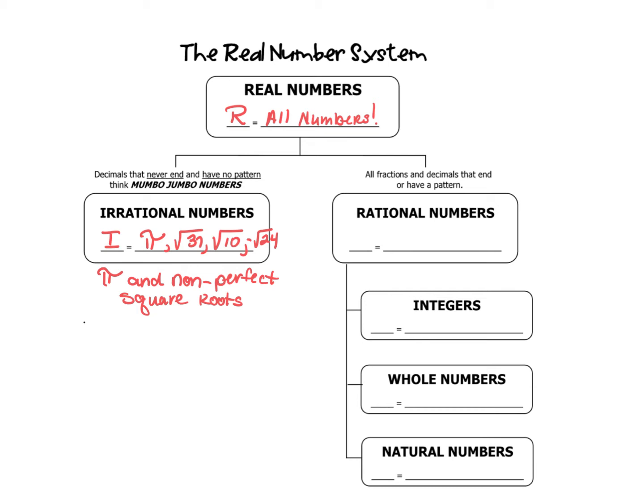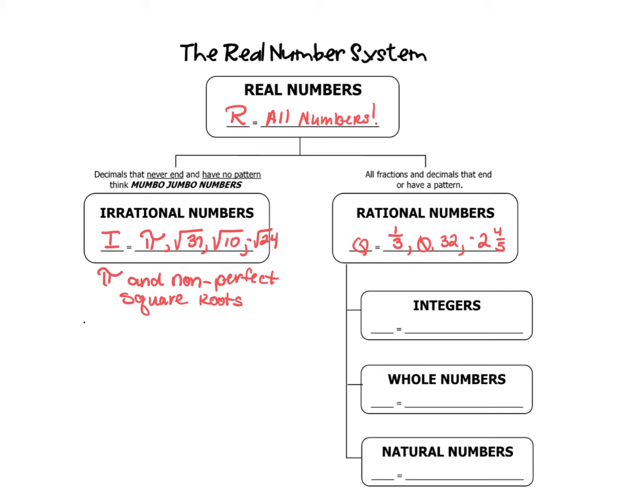Rational numbers are indicated by the letter Q, and they are fractions and decimals that have no end or pattern. So there'll be some examples of those: 1/3, 0.32, and -2 4/5.